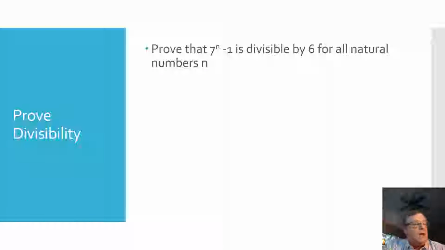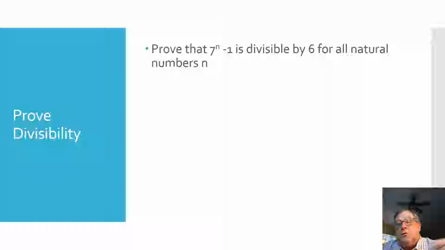Well, we went through an exercise of proving summation in this proof by mathematical induction. Now we're going to look at divisibility, proving divisibility. Why, you may ask? Well, it's in front of us. We say: prove that 7 raised to the power of n minus 1 is divisible by 6 for all natural numbers n.